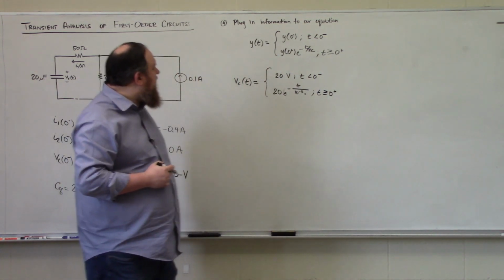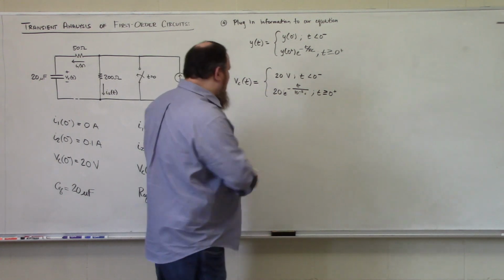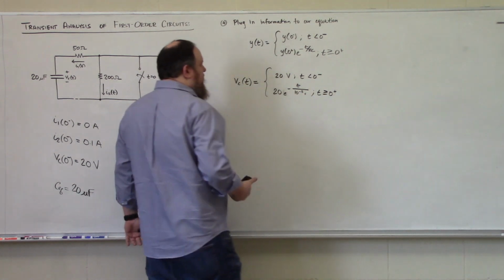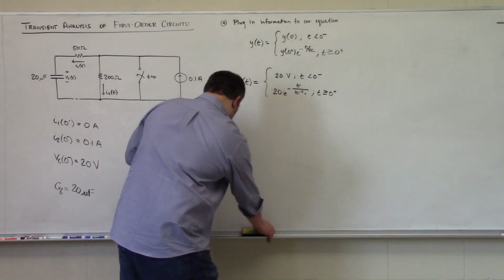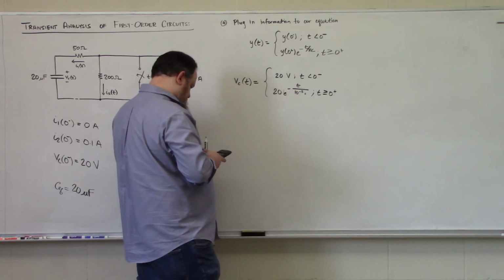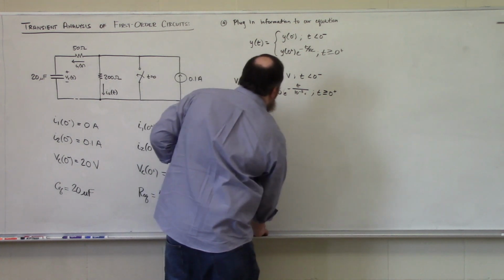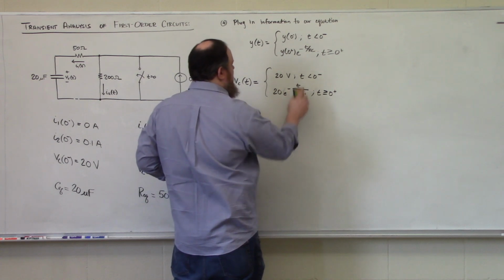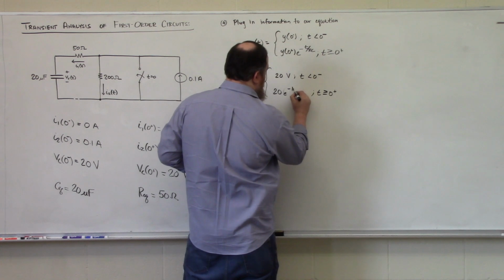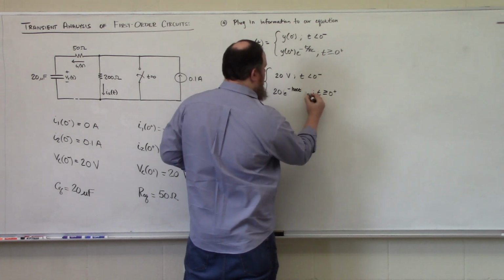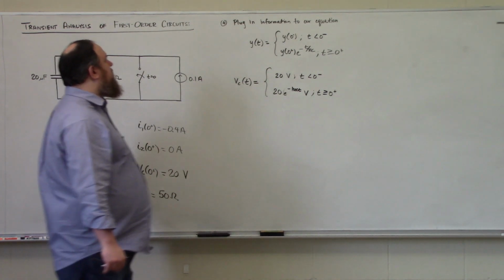What I personally like to do, so I have 10 to the minus 3 in the denominator, I like to write it in the numerator, so 1 over 10 to the minus 3 is 1000, I believe. Yep. So instead of writing t divided by 10 to the minus 3, I can write this as t multiplied by 1000. So 1000 t volts. And so that is my capacitor voltage.